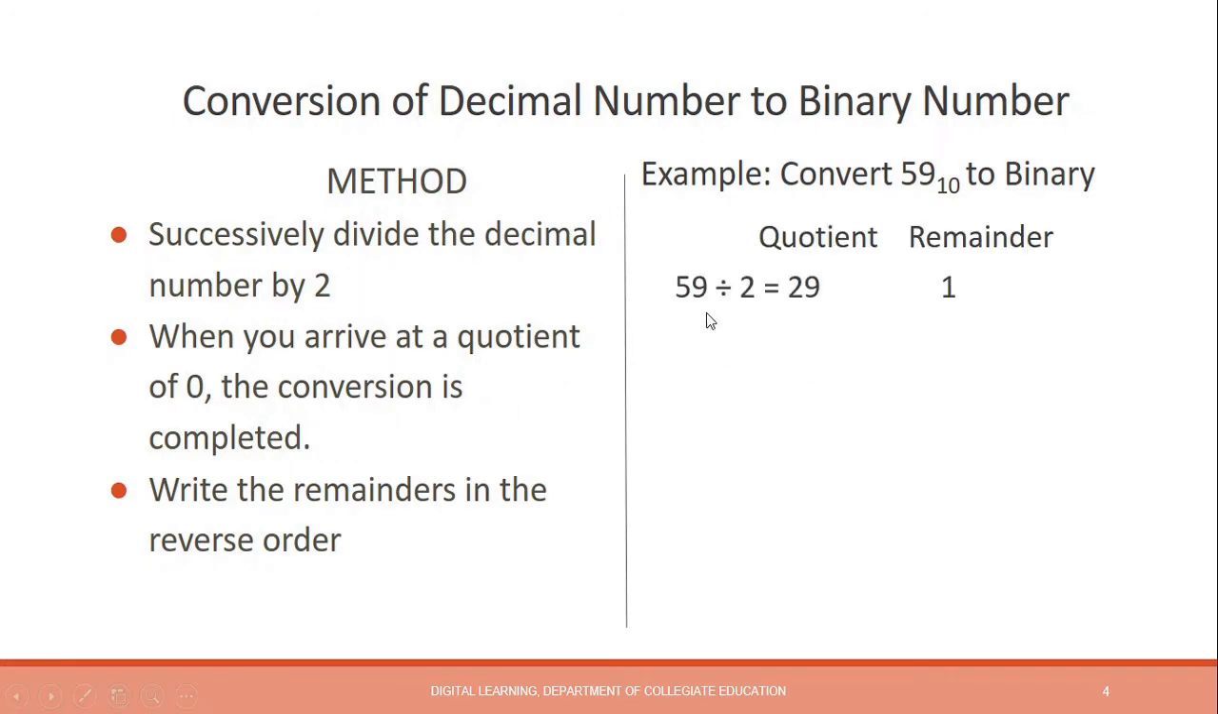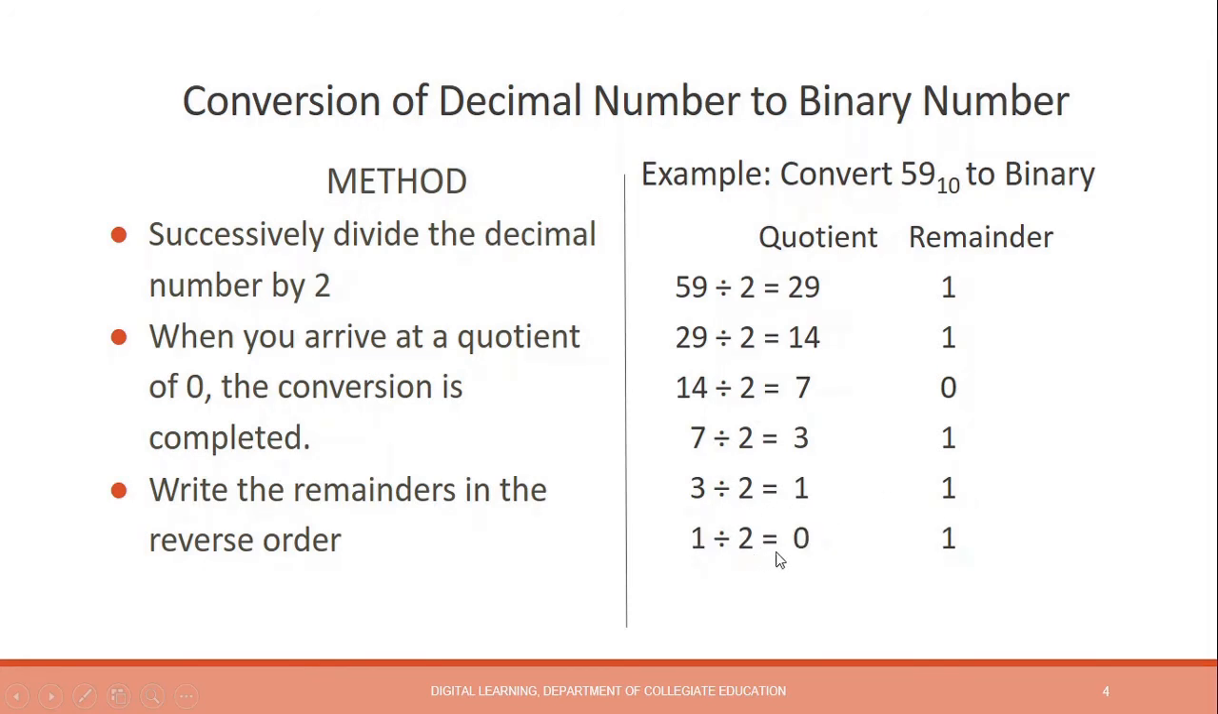Here 59 is divided by 2. The quotient is 29 and remainder 1. Next, this 29 is divided by 2. The quotient 14 and remainder 1. Now 14 divided by 2, quotient 7, remainder 0. Next 7 by 2, quotient is 3 and remainder 1. Next 3 by 2, quotient 1, remainder 1. Next 1 by 2, quotient 0 and remainder 1. And here the quotient is 0.